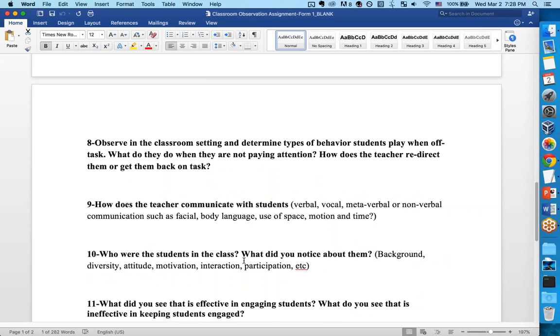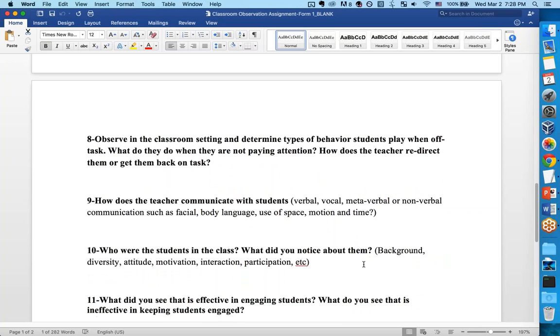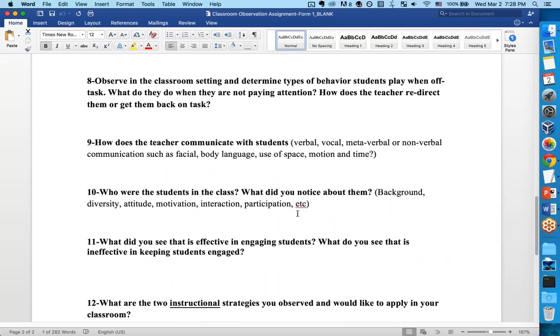Who were the students in class? What are their demographics? What did you notice about them? Their background, their attitude, their motivation, their participation, etc. What did you see that is effective in engaging students? What do you see that is ineffective in keeping students engaged?